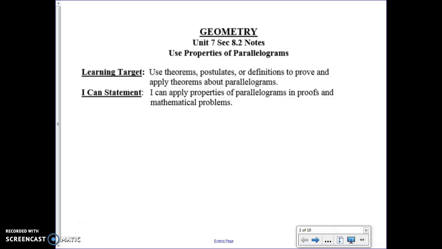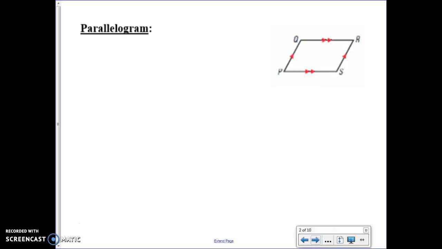Hey guys, today we are talking specifically about parallelograms and the properties that they hold. So first off, we need to define what a parallelogram is. A parallelogram is going to be a special type of quadrilateral. A quadrilateral is our four-sided figure. So a quadrilateral with both pairs of opposite sides parallel.